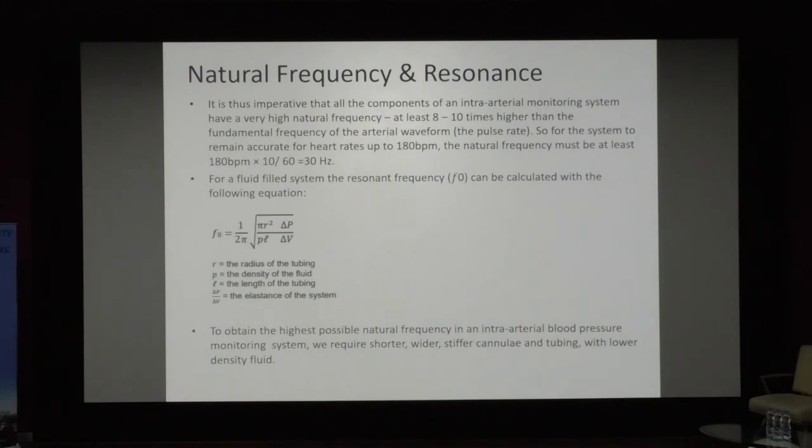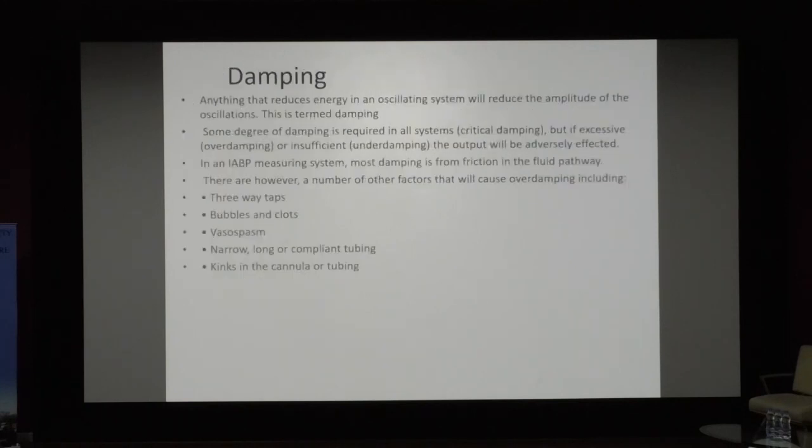For a fluid-filled system, the resonant frequency can be calculated with the following formula, in which R represents the radius of the tubing, P is the density of the fluid, L is the length of the tubing, and del P by del V is the elastance of the system. So to obtain the highest possible natural frequency in intra-arterial blood pressure monitoring, we require a shorter, wider, stiffer cannula and tubing with a lower density of fluid.